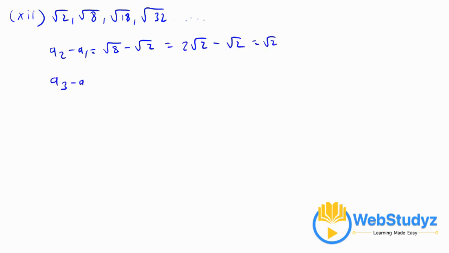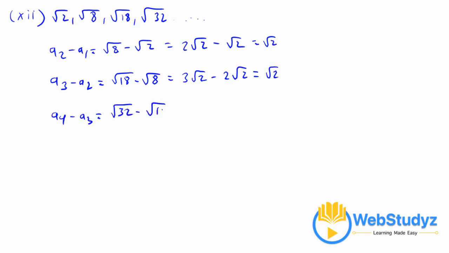Again checking a3 minus a2, which is √18 minus √8. We can write this as 3√2 minus 2√2. This will give us the value √2. Again checking a4 minus a3, which is √32 minus √18. We can write this as 4√2 minus 3√2. This will give us the value √2. That means we can say D is same everywhere.